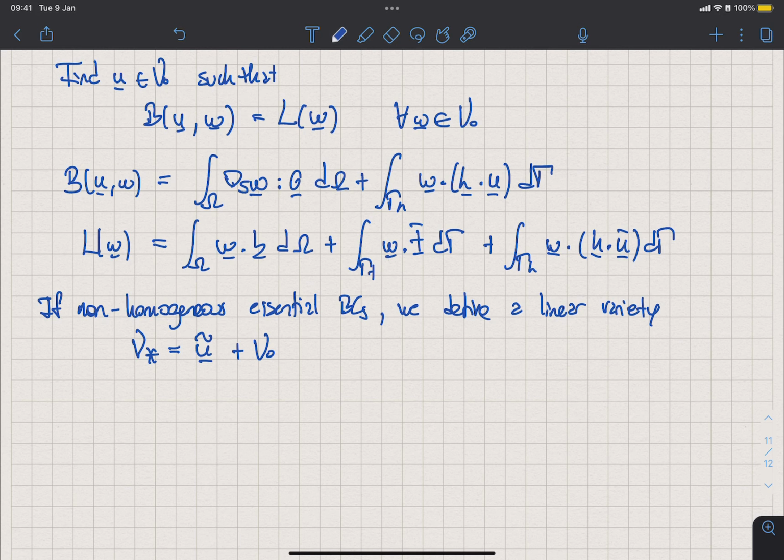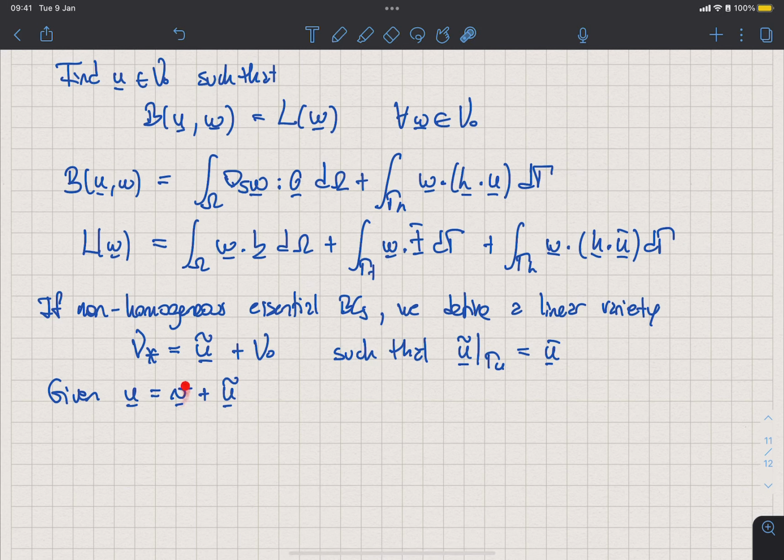Why? Well, because I can say that the restriction of that function in gamma u is going to be equal to my prescribed field. Right? So this is what we call a linear variety. The moment we do that, well, now I'm going to take a function that has this form. U is going to be equal to v plus that function that satisfies my prescribed Dirichlet boundary condition. And now I'm going to take this guy, v, from the same space that I define the functions or the weight functions w. Because again, we get into the Bubnov-Galerkin approximation.